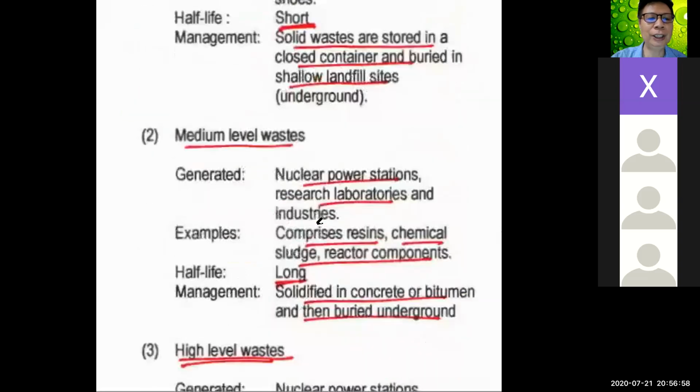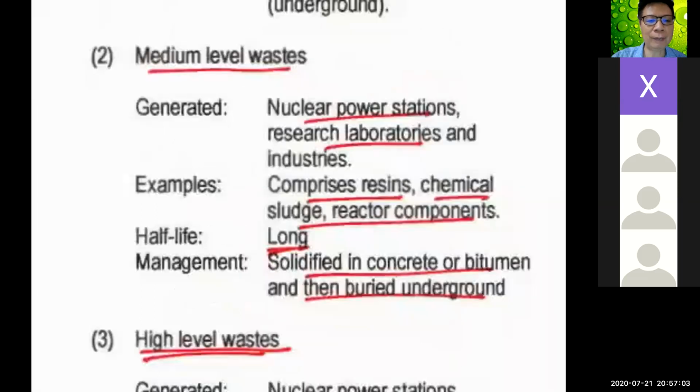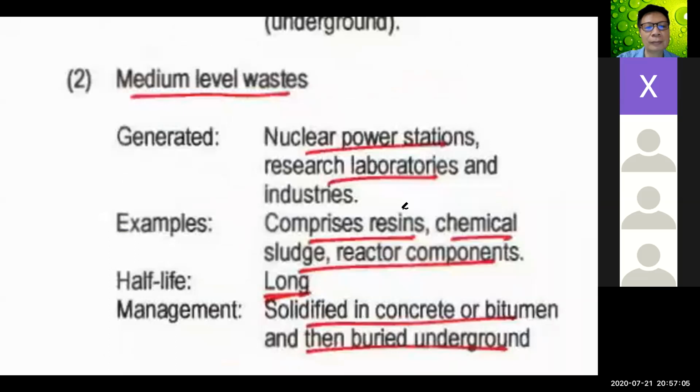Next is medium level. Medium level is a little bit dangerous. It comes from nuclear power stations, labs, and also industry. You see, in industry. In the hospital, no more. Hospital is all low level. Okay. Example, resin. Resin is a waste product from chemical reactions. Okay, resin. Chemical sludge, the chemical waste.